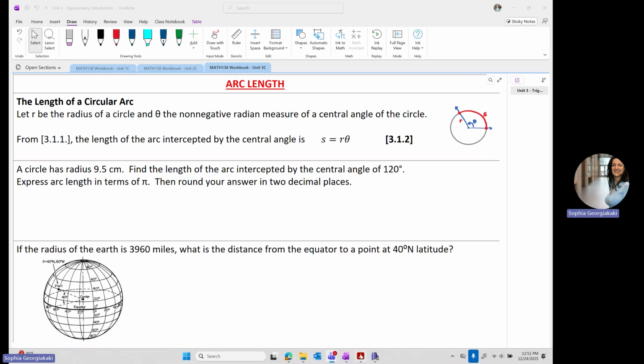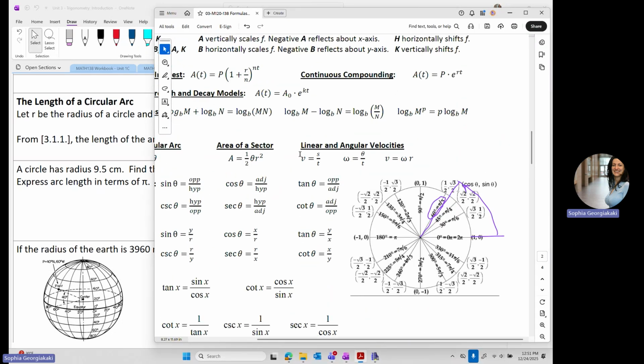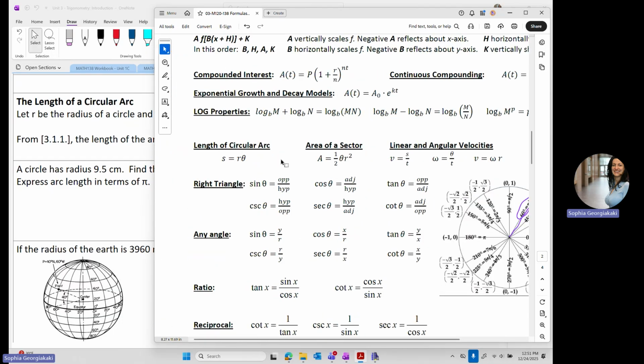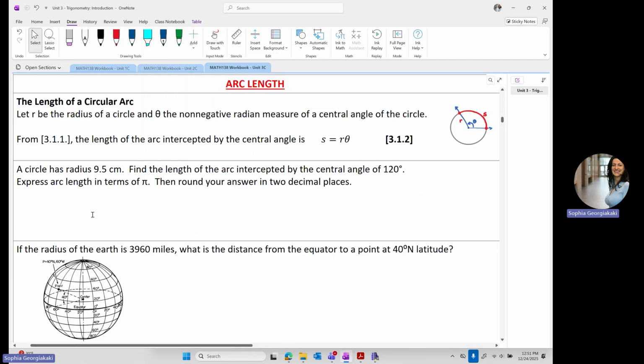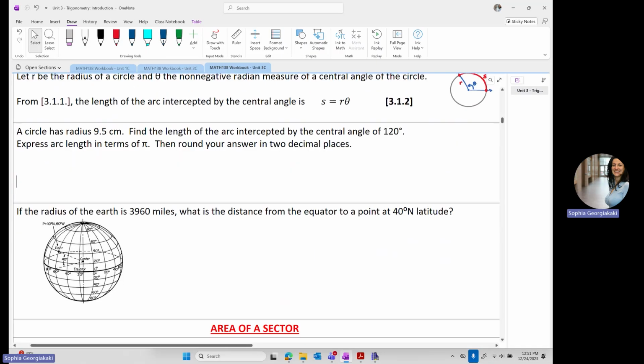And again, I want to remind you that this is in our formula packet, on the first page of the pre-calculus formulas, second page of the packet, and we will be working with these formulas in this video. So a circle has a radius of 9.5 centimeters. Find the length of the arc intercepted by a central angle of 120 degrees.